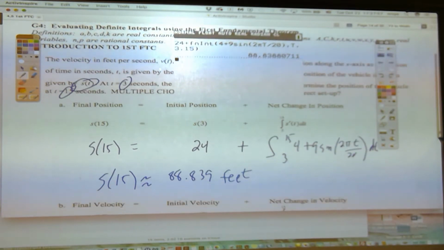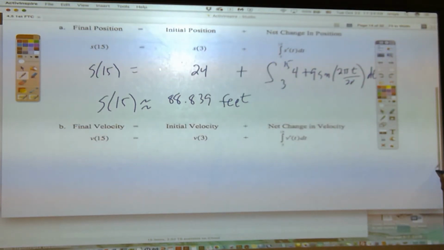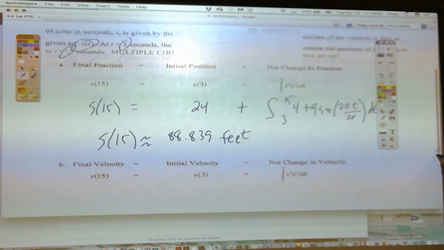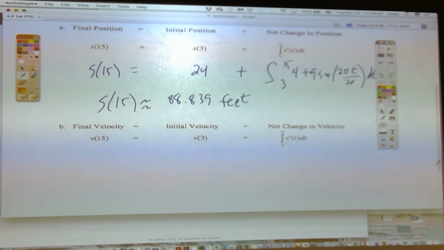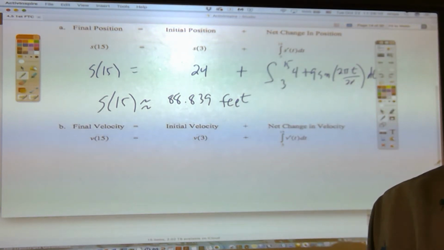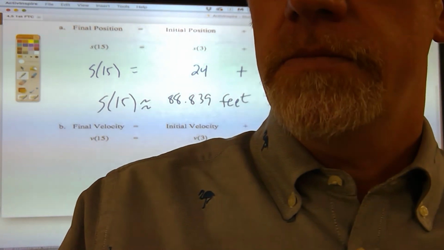Okay, now I did part A. See if you can do part B on your own. I'm going to pause it, see if you can get, rounded to 3 decimal places, the answer to part B. You may begin.